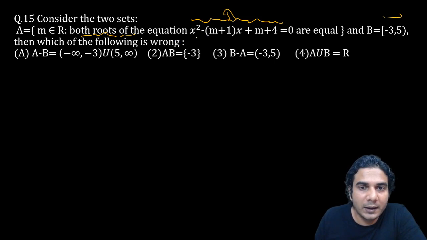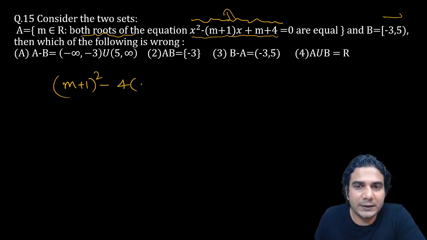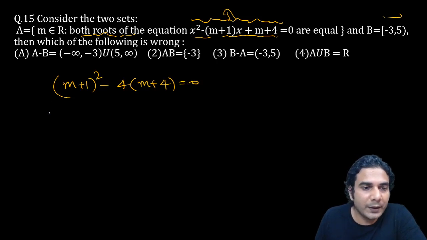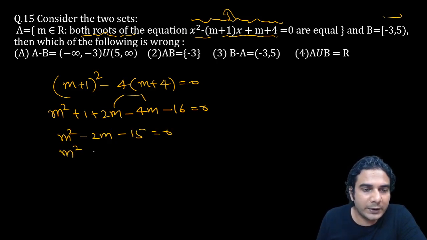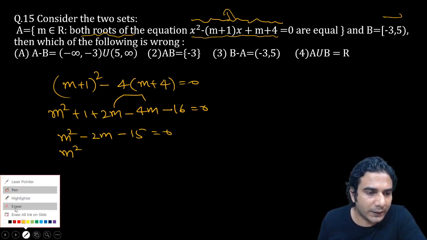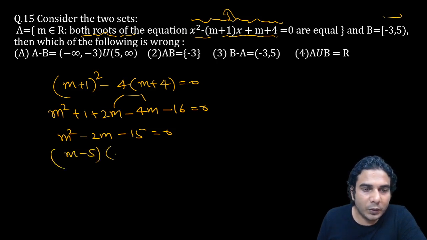So let's find first set A by putting the discriminant of this equal to 0, because the roots of this equation are equal. So M plus 1 the whole square, minus 4AC, so minus 4M plus 4 is equal to 0, and you'll get M square plus 1 plus 2M minus 4M minus 16 is equal to 0, all right. We'll get this M square minus 2M, and you'll get minus 15, all right. Then let me directly factorize it to not waste time. So we can write this as M minus 5 into M plus 3, all right, is equal to 0.